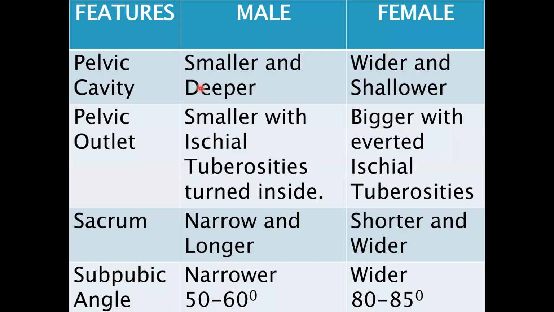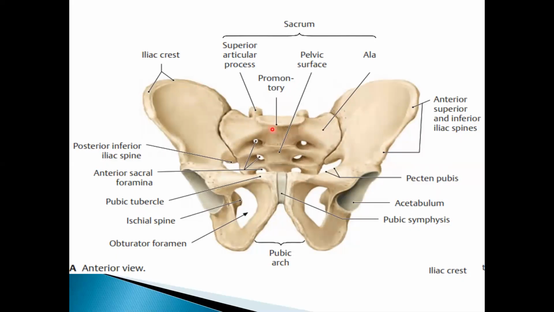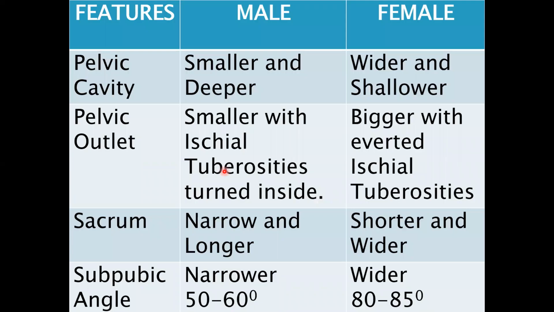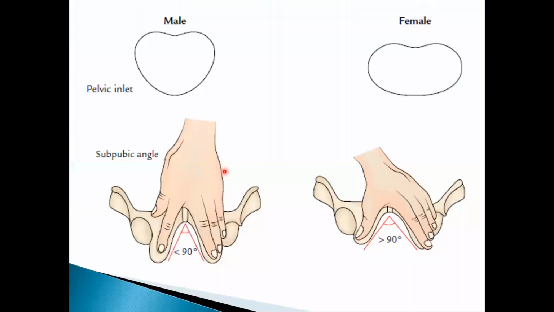Pelvic cavity is the part of the pelvis in between the pelvic inlet and the pelvic outlet. So this pelvic cavity is smaller and deeper in males, while in females it is wider and shallower. As the pelvic inlet is wider in females, the pelvic cavity is also wider in females and it is shallower, it is not much deep, while that of the males is smaller and deeper.